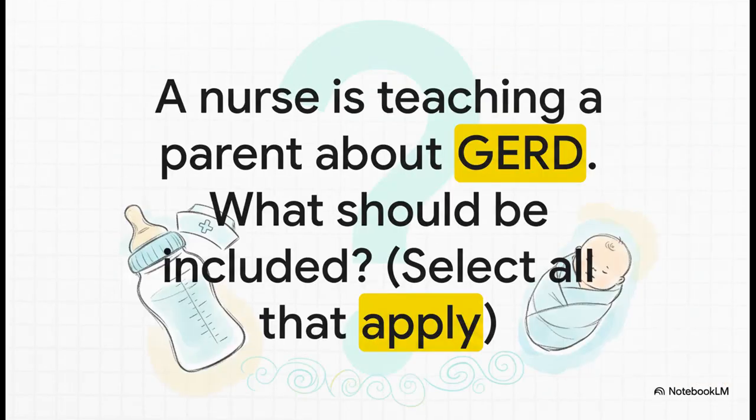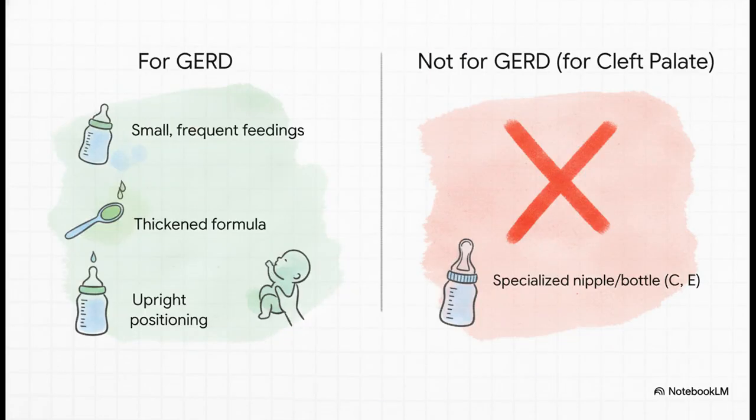Okay, let's try one of everyone's favorites, the select all that apply. You know these are tricky because they test if you can pull together all the correct interventions. So a parent has an infant with GERD. What teaching points are you, the nurse, going to make sure you include? The correct answers here are A, B, and D.